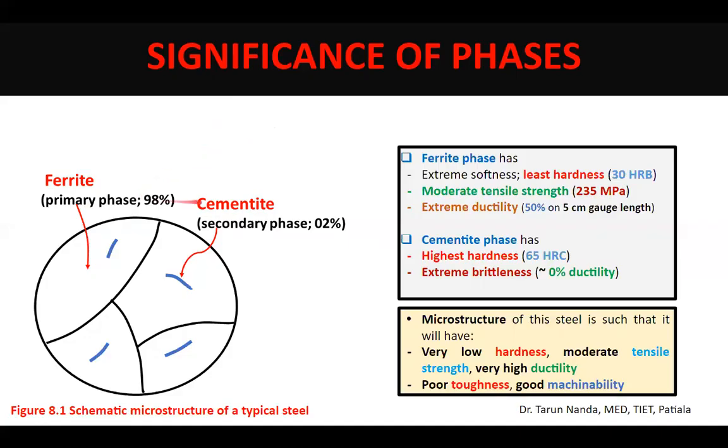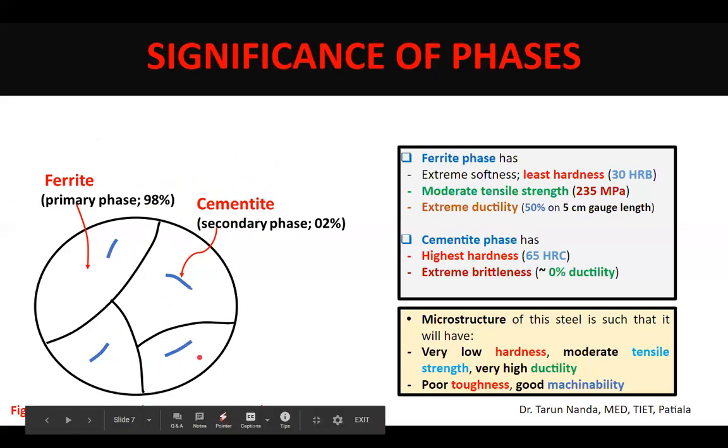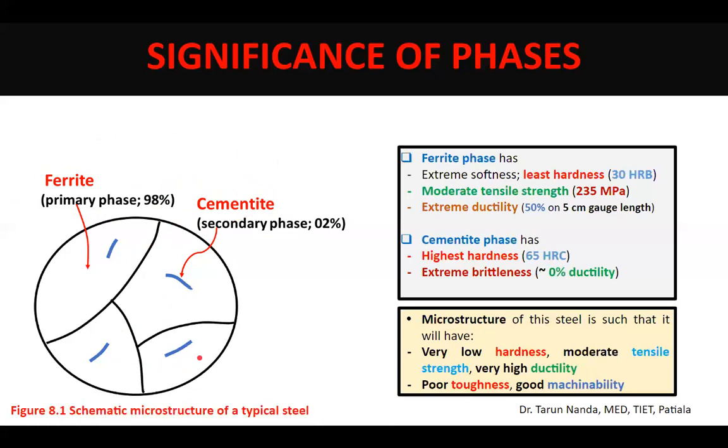Now those properties would be governed more by the cementite phase, but that does not mean they would not be governed by ferrite. But the larger, more dominating, more significant influence would be of the secondary phase, that is cementite. Now cementite, as you see over here, is present in this thin plate-like form. So if somebody asks what the impact strength of this material would be, the impact strength of this material would be poor.